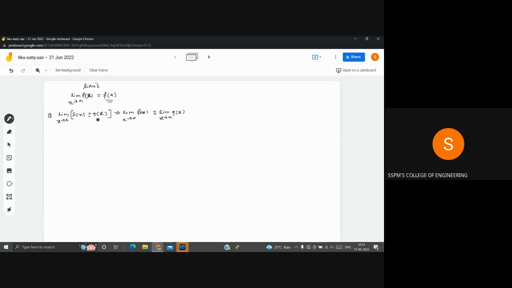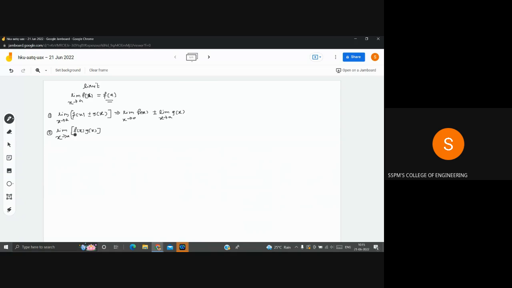So what does it mean? The limit of a sum or difference of functions is nothing but the sum or difference of their limits. So this was the first result in limits. Now the second is the limit of a product of functions, that is f of x into g of x.